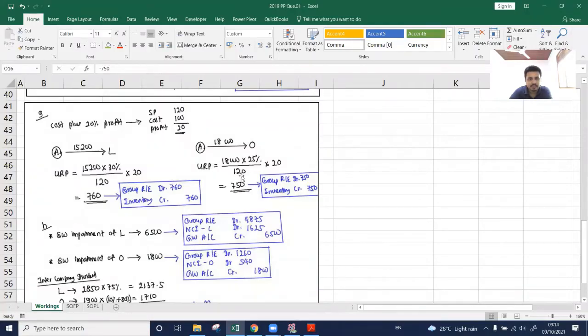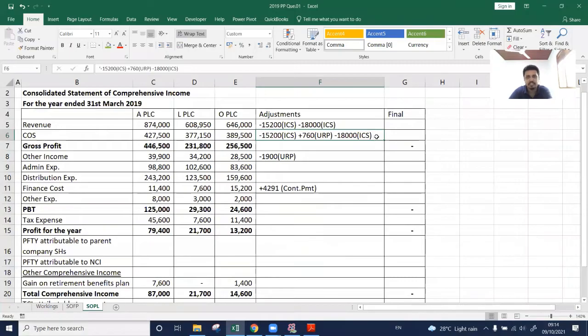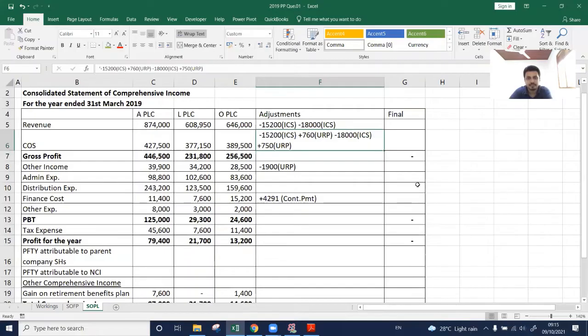Then the unrealized profit amount generated from this transaction is 750. 750, what we need to do? We need to add it under cost of sales. Unrealized profit.